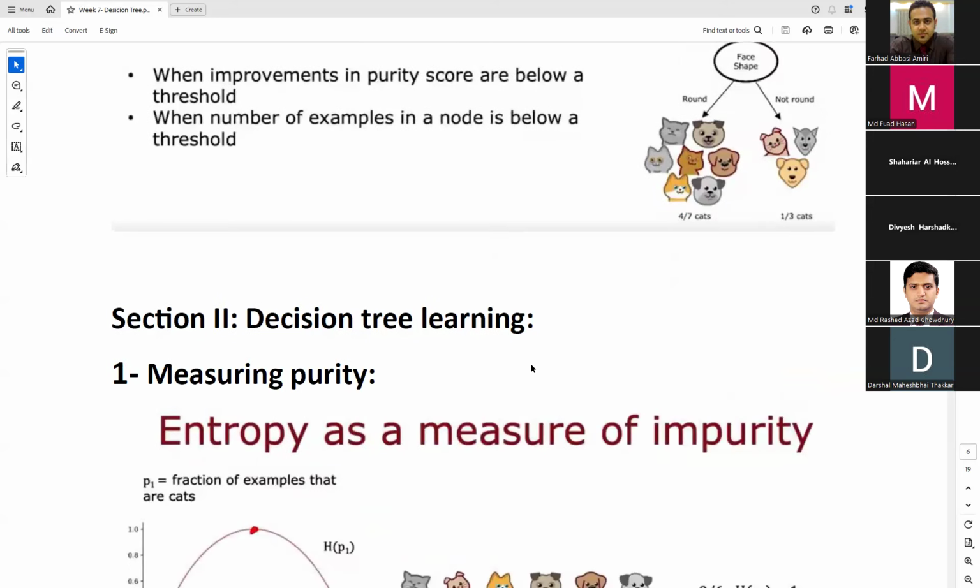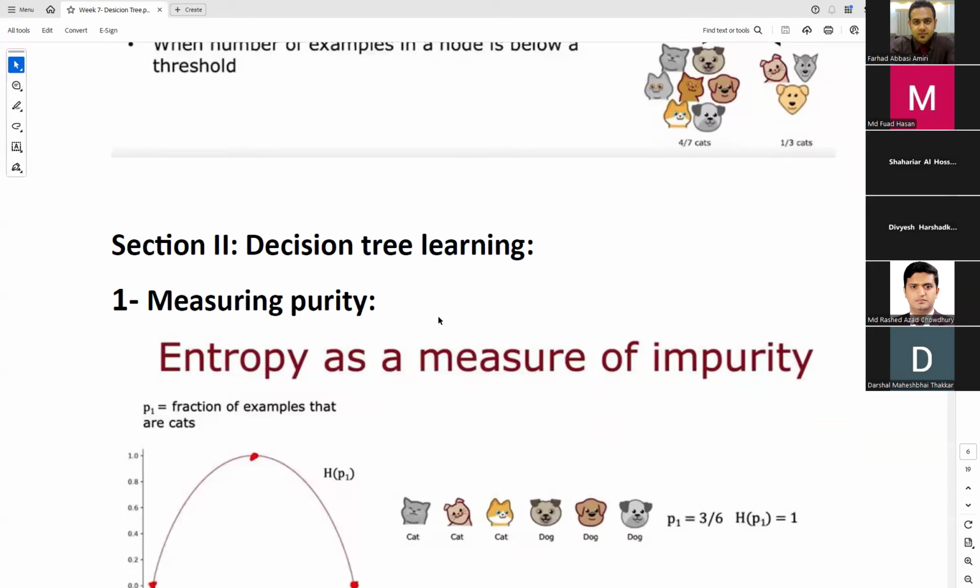So these are the questions that you should ask yourself to stop the decision tree and not go one level further, to make your decision tree too large and put it at risk of overfitting.